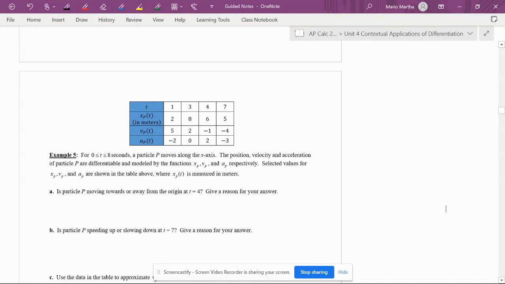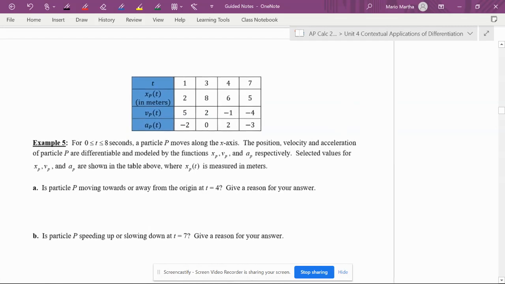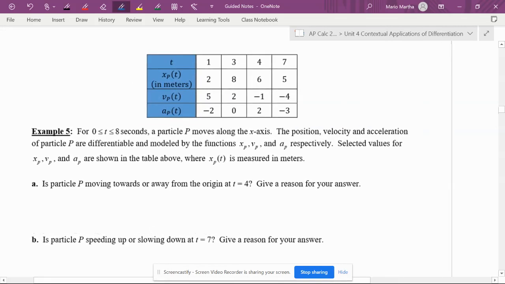So now we're looking at example 5 for t between 0 and 8 seconds. A particle p moves along the x-axis. The position, velocity, and acceleration of the particle p are differentiable and modeled by the functions x sub p, v sub p, and a sub p, respectively. Selected values of x sub p, v sub p, and a sub p are shown in the table above, where x sub p of t is measured in meters.